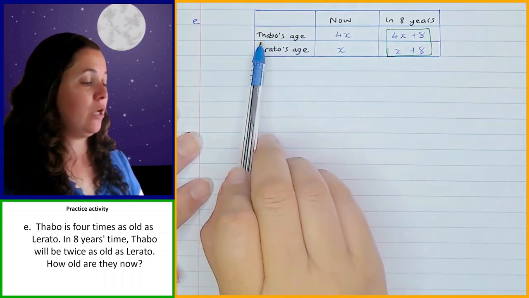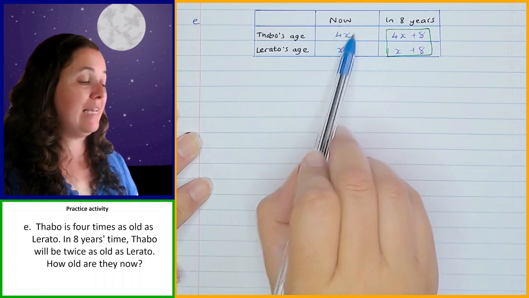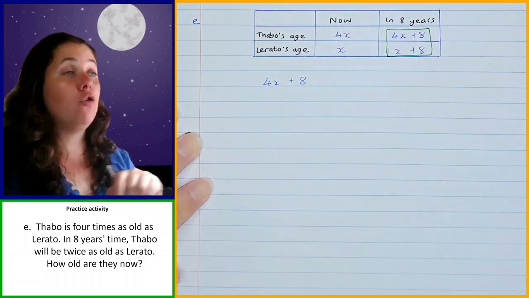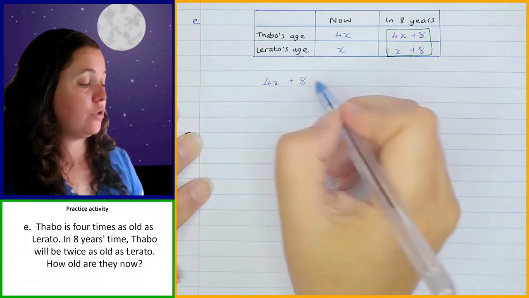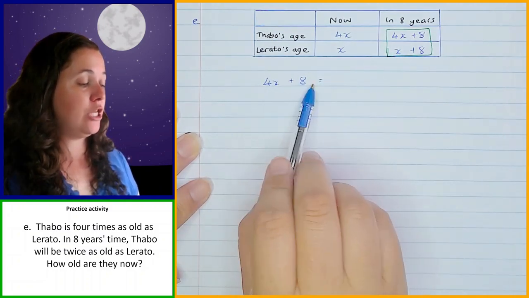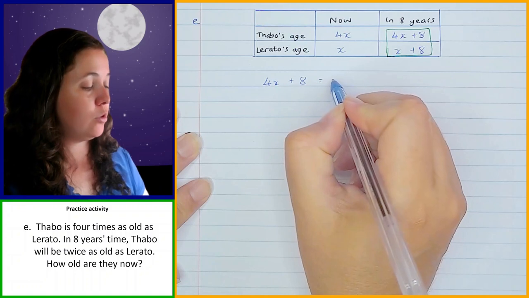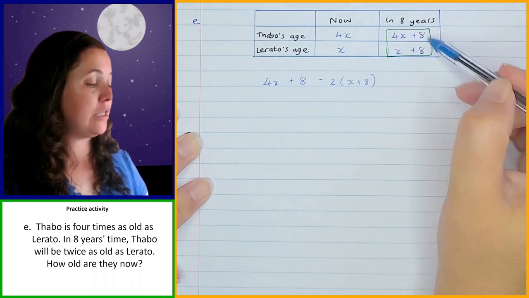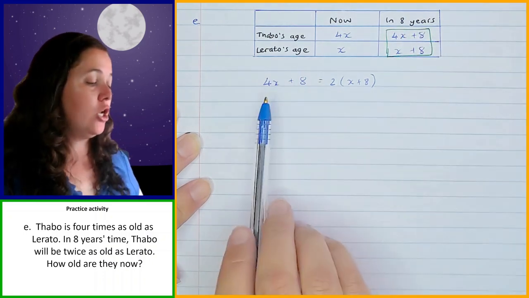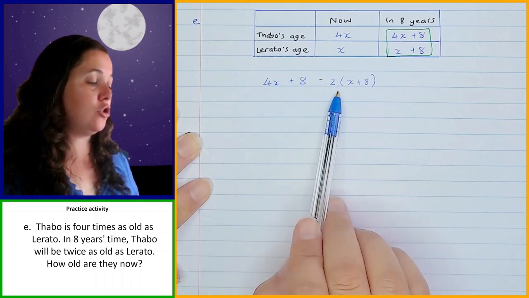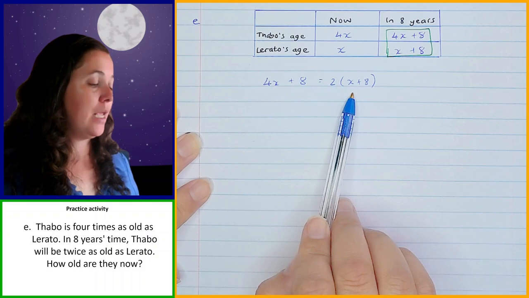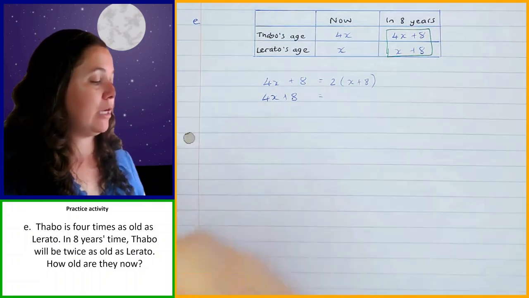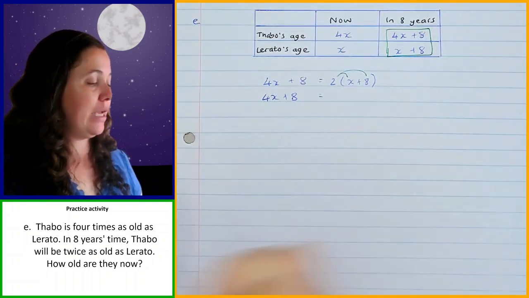So in 8 years' time, I already know that Thabo is going to be 4x plus 8. I mean, he will be his age now plus 8 years. So 4x plus 8, that's his age. But it also tells me that he will be twice as old as Lerato. So that means that I should be able to make his age equal to double Lerato's age, equals 2 times x plus 8, also in 8 years' time. Okay, so that's why I said I'm using the in 8 years' time information. So his age in 8 years' time is equal to 2 times her age in 8 years' time. And now I can solve my equation. So I've got 4x plus 8 equals, I multiply in my 2 over here, that gives me 2x plus 16.